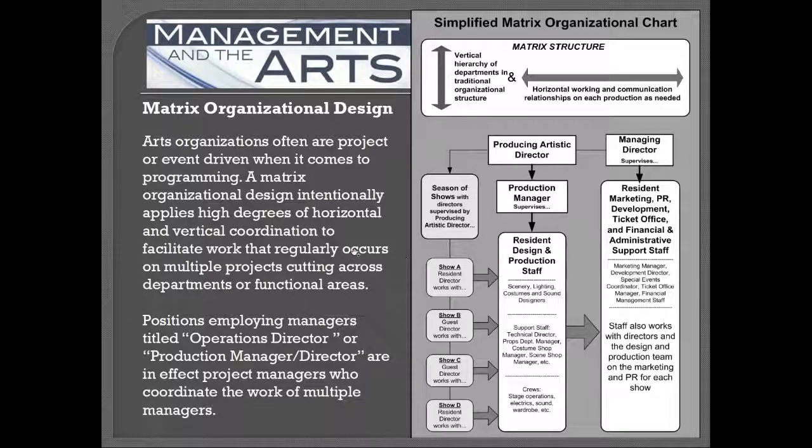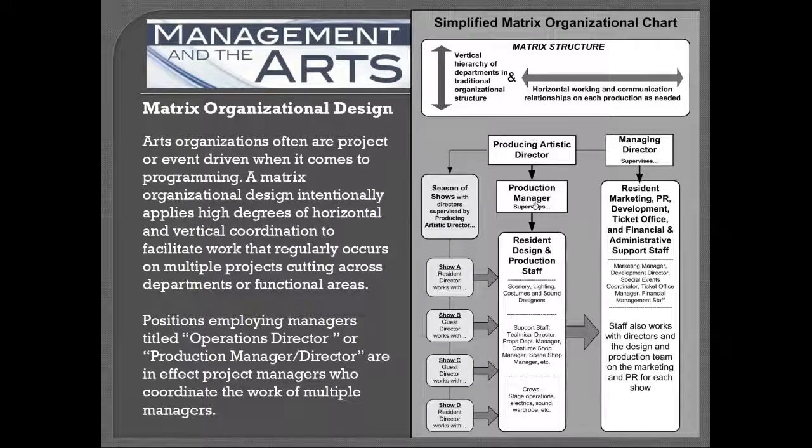Because arts organizations often are project or event driven, when it comes to programming, a matrix organizational design intentionally applies high degrees of horizontal and vertical coordination to facilitate work that regularly occurs on multiple projects, cutting across departments or functional areas. So positions employing managers titled operations director or production manager director are in effect project managers who coordinate the work of multiple managers.